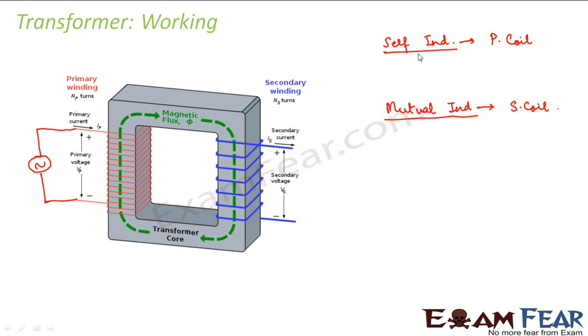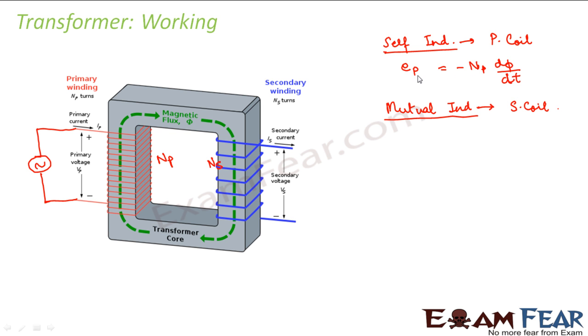So there will be a self-induced EMF in the primary coil, which can be written as EP. This subscript P is for the primary coil. So this is the induced EMF in the primary coil, which is equal to minus NP d phi by dt, where d phi by dt represents the rate of change of magnetic flux, and NP represents the number of turns in the primary coil, and NS represents the number of turns in the secondary coil.